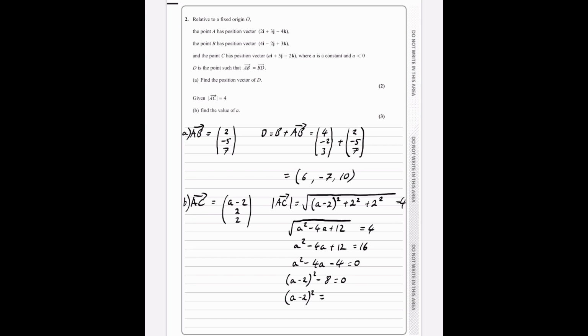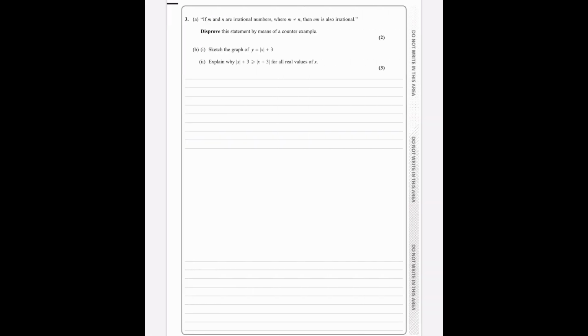So complete the square, add 8 to both sides, square root, and then because it tells us that a is less than 0, we only take the negative square root for the value of a. Positive 1 would give us a value greater than 0, so a is going to be 2 subtract 2 root 2.